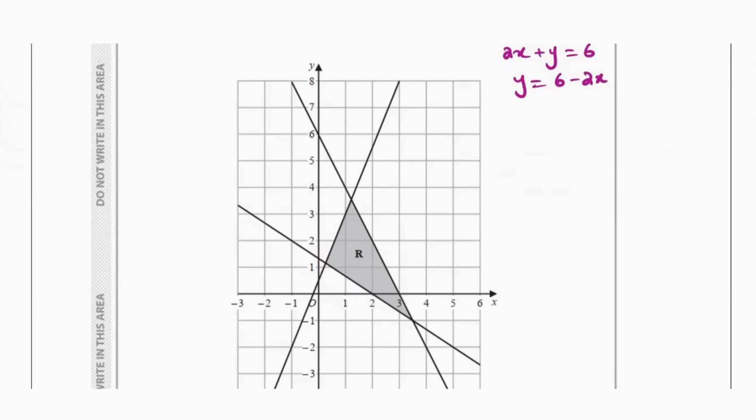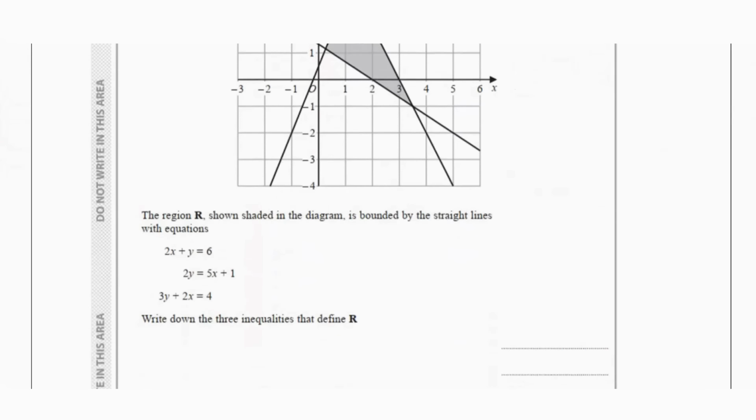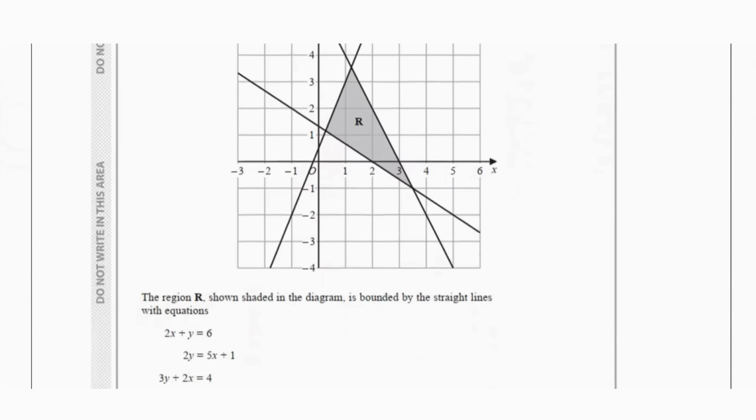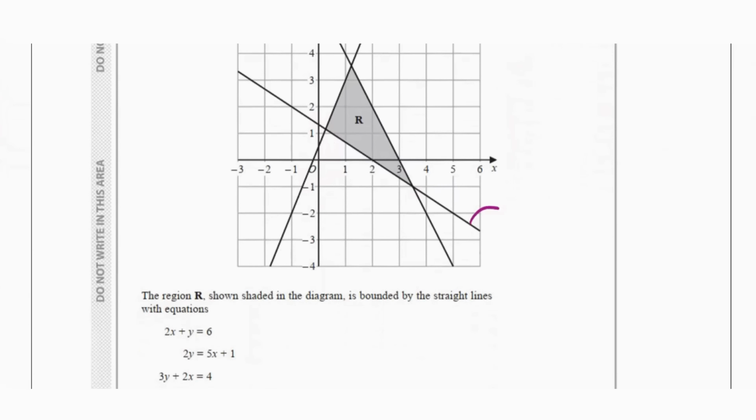Six minus 2x. So this is your y equals 6 minus 2x. Then for the other one, 2y equals 5x plus 1. In slope-intercept form, half is the y-intercept, so that is going to be this one. And the third one is obviously going to be the other one, which is 3y plus 2x equals 4.